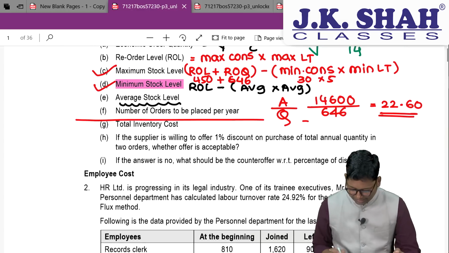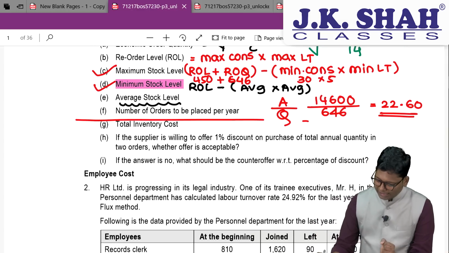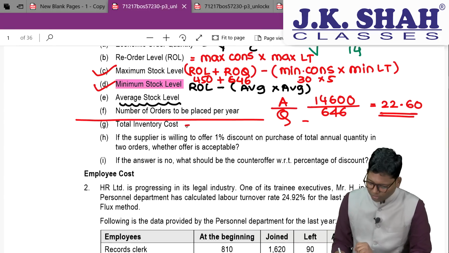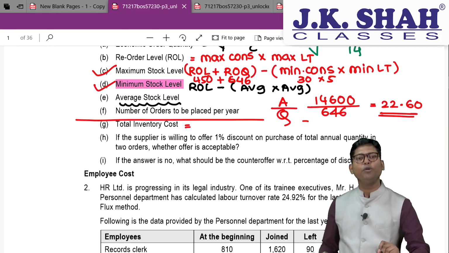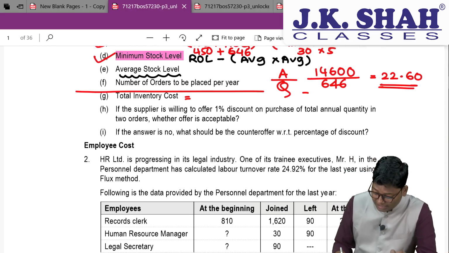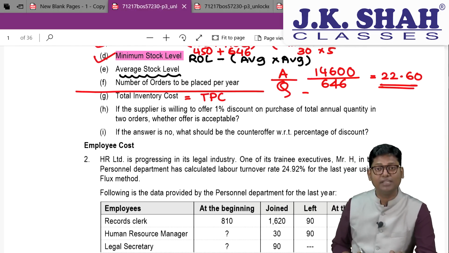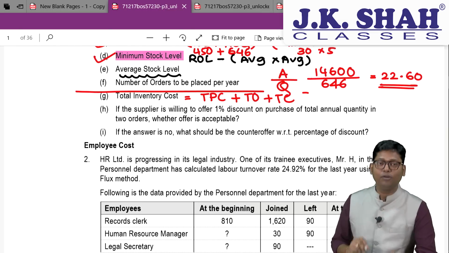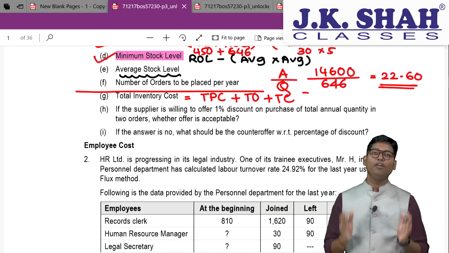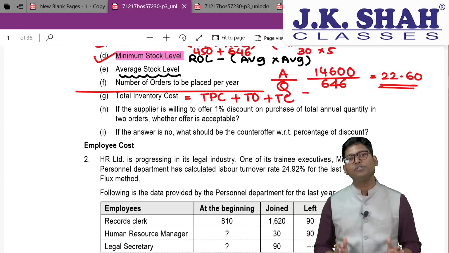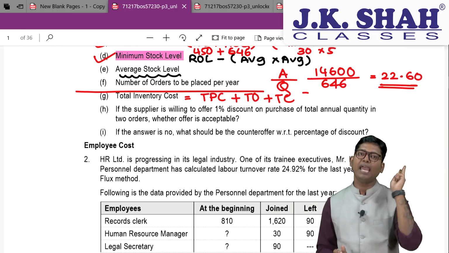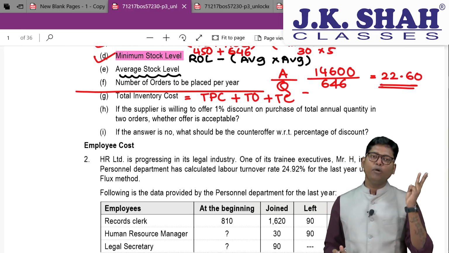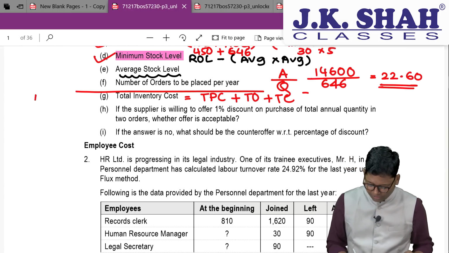Now, if you check the next point, point number G is asking us to calculate the total inventory cost. Whenever the question asks us to calculate total inventory cost, it means it is asking us to calculate the total purchasing cost, total ordering cost, as well as total carrying cost. Inventory cost always includes 3 types of cost: purchasing, ordering, and carrying. Now the question comes, sir, how to calculate purchasing cost? Purchasing cost is annual requirement of material into rate.